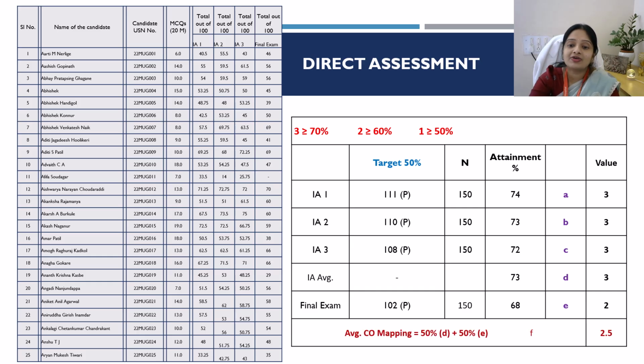Now this is very important, getting the F value, that is average CO mapping, which depends on our D and E value. 50% of D value, that means we are giving a lot of importance to IA, and 50% will be considered from the university final exams. Now how much did we get for D? 3. So 50% of D is 1.5 plus 50% of E. E was here 2. So 50% of 2 is 1. 1.5 plus 1 was 2.5 will be our average CO mapping value, that is F.